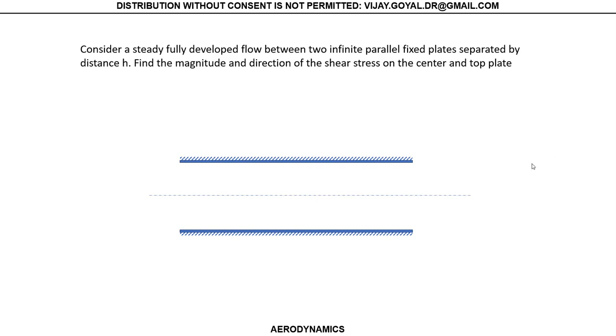So let's assume that your flow is going in this direction. It's a steady flow, okay? And it's coming at a velocity u. And we're going to put some dimensions here. This is the x-axis, this is the y-axis. And it's separated by a distance h. So the total distance between these two plates is h.